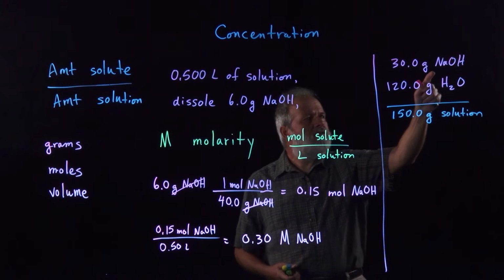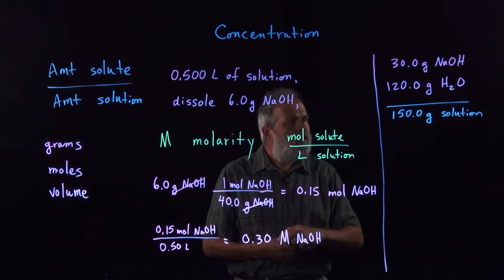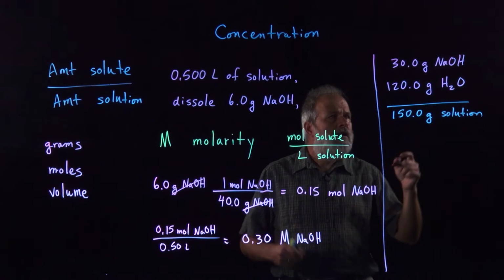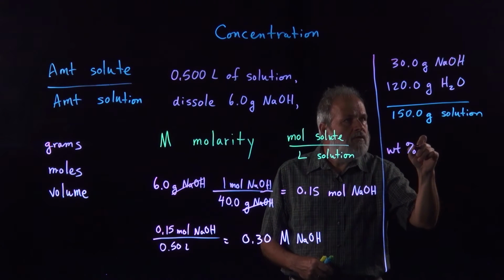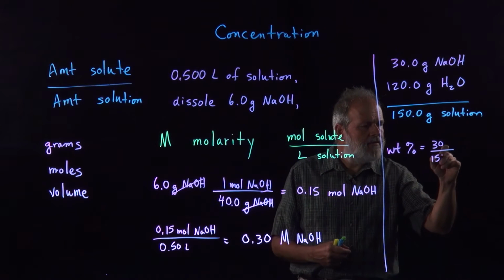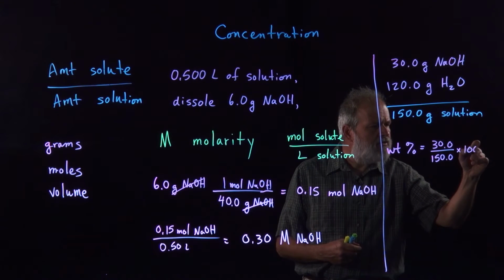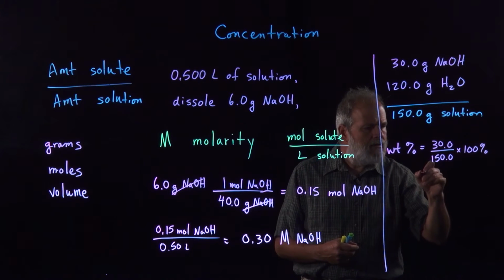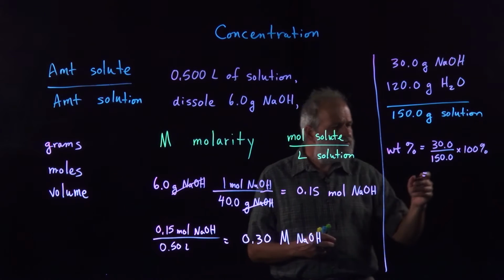And so the weight percent is simply the percent of 30 out of 150. The percent of one part, the solute, divided by all the parts. All right, so the weight percent is going to be 30 divided by 150. Of course, to convert it to a percent, you multiply it by 100. And so 30 out of 150 is 20%.